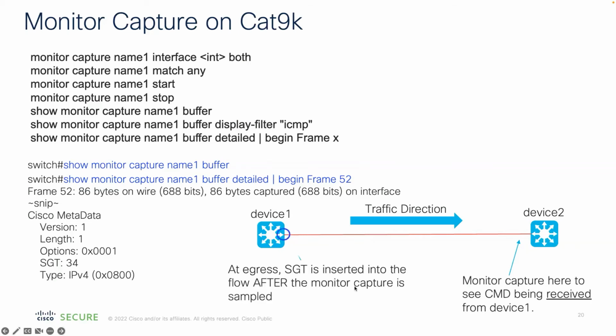If you use it on the egress side, so traffic egressing device 1, then the SGT is actually inserted into the flow after the monitor capture is sampled. So the monitor capture is slightly to the left of the SGT operation, so sometimes you'll see an SGT in the monitor capture when it isn't put on the wire, and sometimes you'll see nothing in the monitor capture when it really has been inserted by the SGT insertion mechanism. So just bear that in mind. If you really want to see what's on the wire with a monitor capture, you have to look at the receiving side.